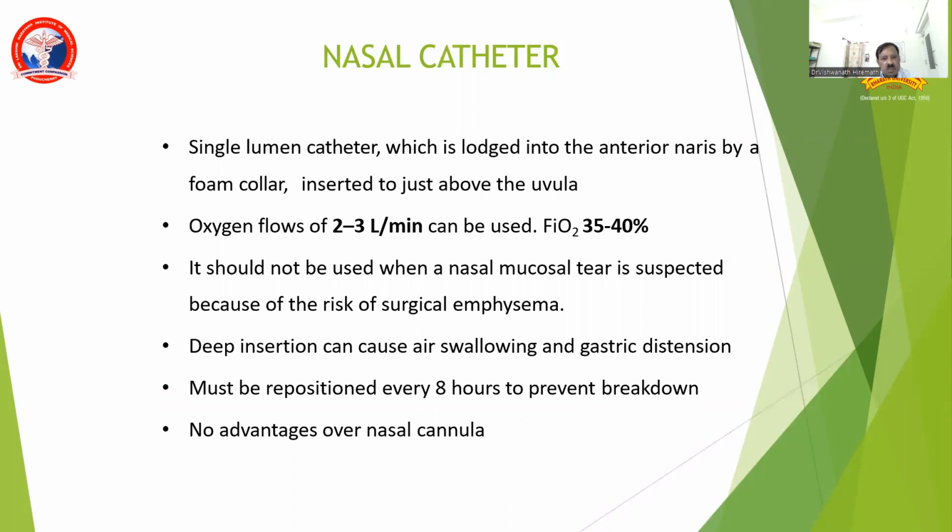Peculiarities of the nasal catheter include: they can be single lumen catheter, which is lodged into the anterior nares, inserted just above the uvula. Oxygen flow is maintained at 2 to 3 liters per minute to attain FiO2 of 35 to 40%.